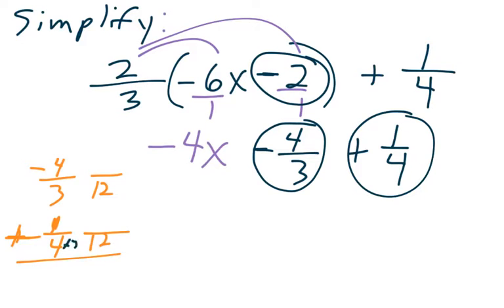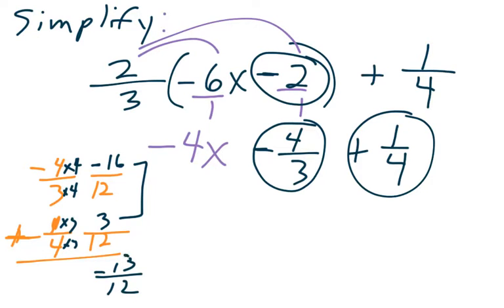So this changed by a 3, right? So we get 3/12 here. This one changed by a 4. So we get -16, right? Okay. So now we can do -16 plus 3. That's going to be a -13/12. Again, notice I do it off to the side of my problem. Final answer for this one, -4x minus 13/12. All right.